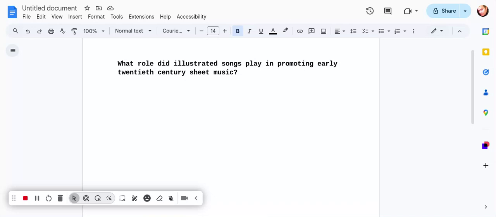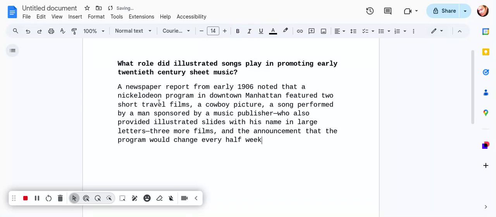So imagine that you are doing the reading from the textbook and you come across this interesting quotation. A newspaper report from 1906 noted that a Nickelodeon program in downtown Manhattan featured 2 short travel films, a cowboy picture, a song performed by a man sponsored by a music publisher who also provided illustrated slides with his name in large letters, 3 more films, and the announcement that the program would change every half week. Now, this is a great find. This explicitly gives us information, evidence that will help us to answer this particular question, right?